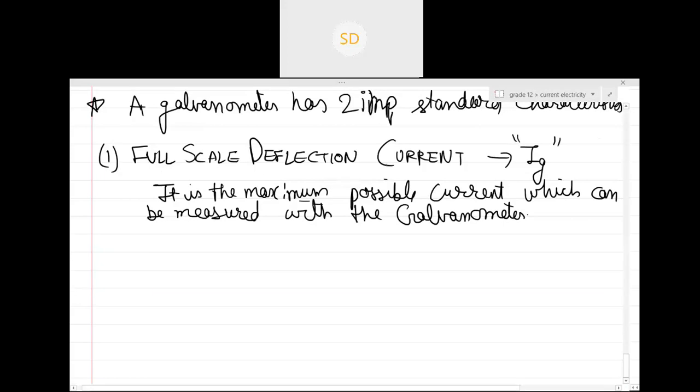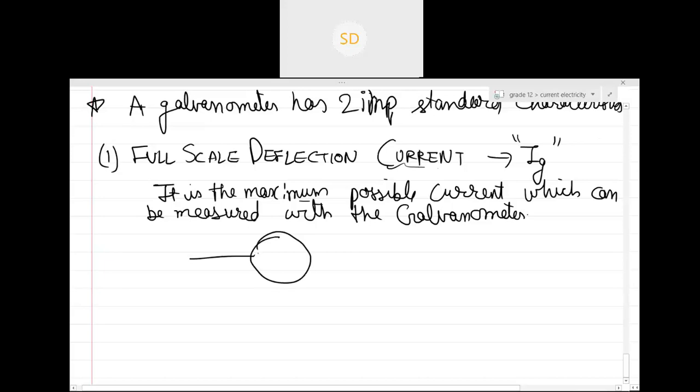Well, basically, it is that current for which the galvanometer deflection will be full, complete from 0 to maximum. Okay. Is this clear, guys?